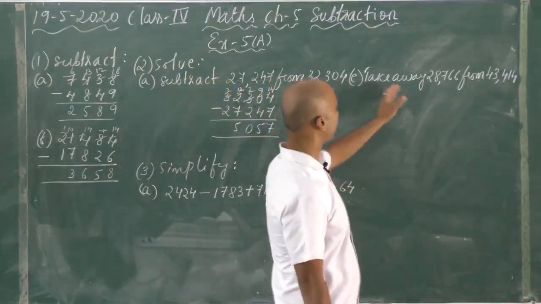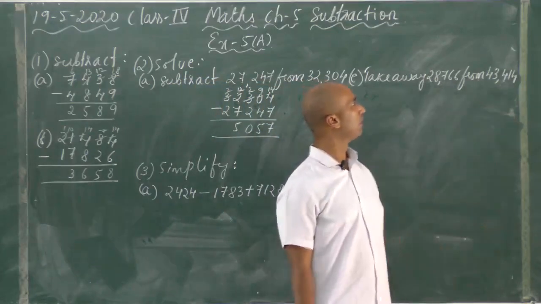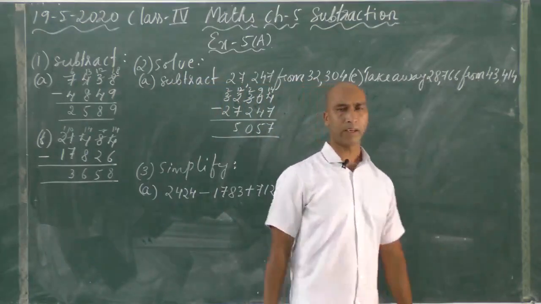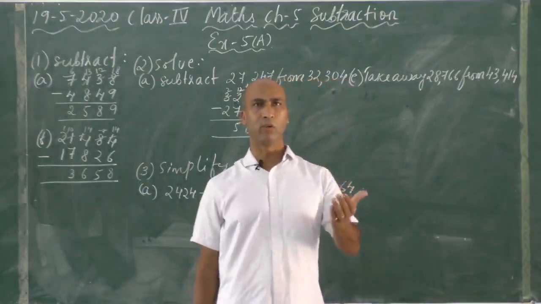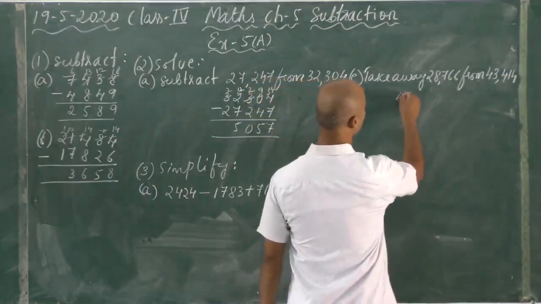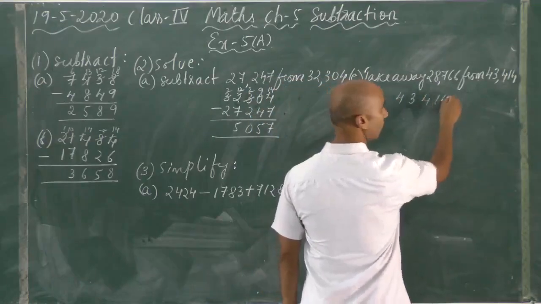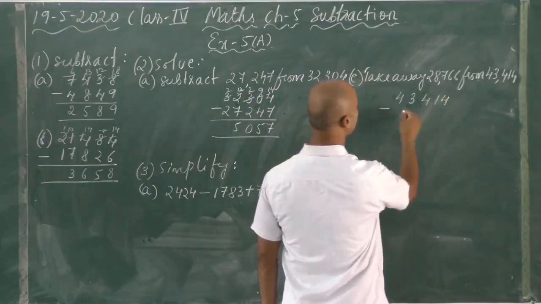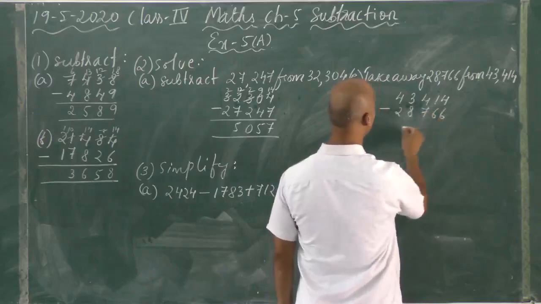Next question, it says take away 28,766 from 43,414. Take away means you have to remove. So when you remove, it becomes less, so you will subtract. So from is always written on the top, as I told you. So 43,414 minus 28,766.